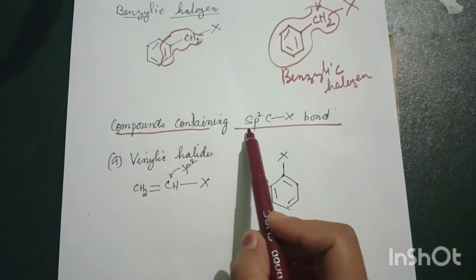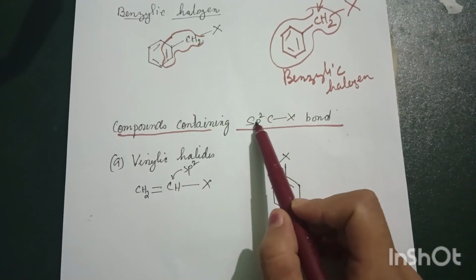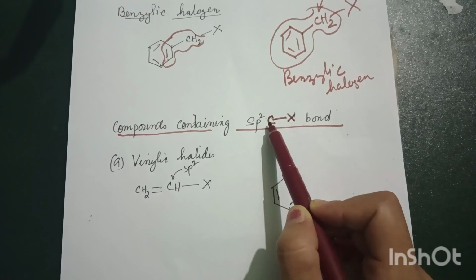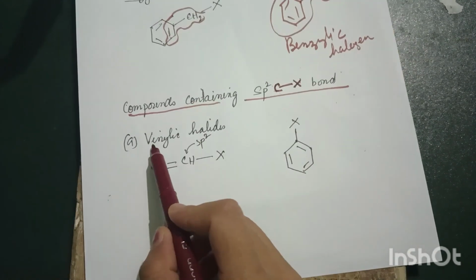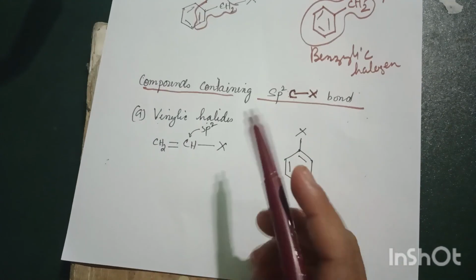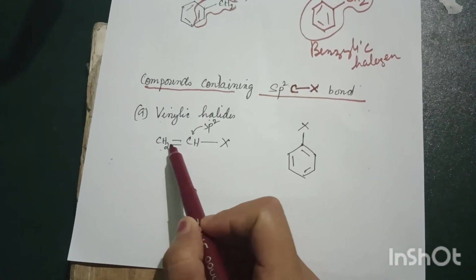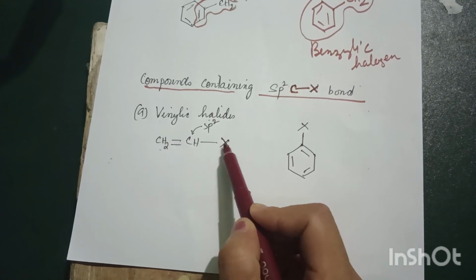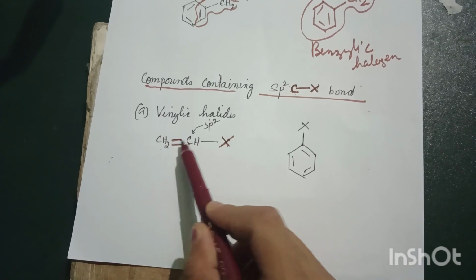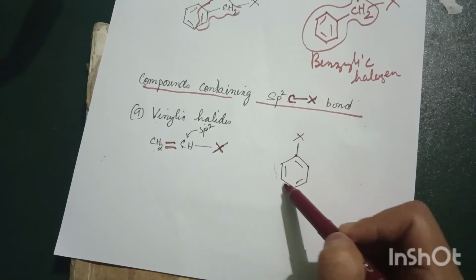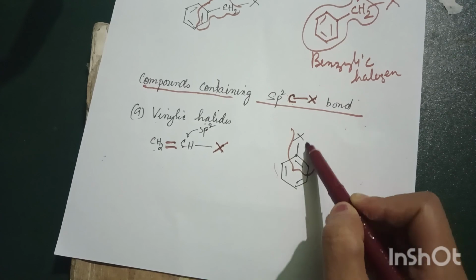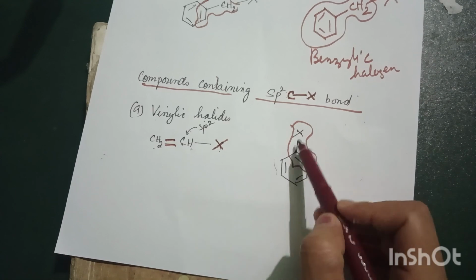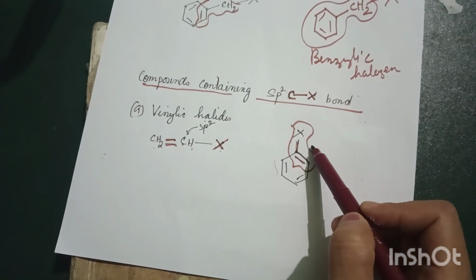Now let us go to the compounds containing a carbon-halogen bond where the carbon will be sp2 hybridized. That means the carbon connected to the halogen X will be sp2. This is vinylic. Vinylic means 2 carbons, allylic means 3 carbons. So vinylic has 2 double bonded carbons, connected to X directly. That means this halogen is connected to a carbon which is double bonded, that is sp2 hybridized. Here, this is in the form of a ring, but still it is vinylic. The carbon-carbon is double bonded, and the halogen-connected carbon is double bonded. So this is called your vinylic.